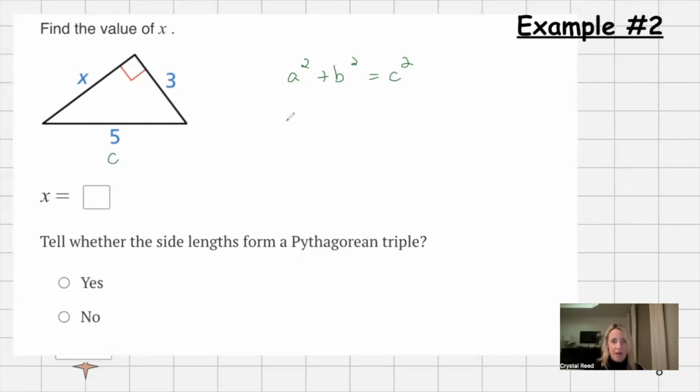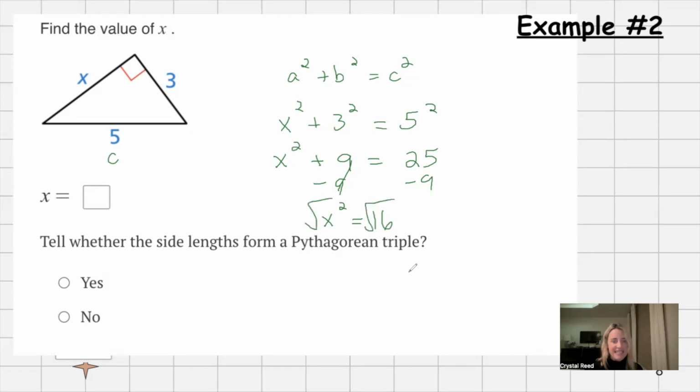The other 2 do not matter, so I'm going to plug them in as x squared plus 3 squared equals c squared. Whoops, not c. C was 5, equals 5 squared. So x squared is just x squared, 3 squared is 9, 5 squared is 25. This time we have to do a little more math. We're going to subtract the 9 from both sides. Then we get x squared equals 16. How do we solve for that? Well, we square root both sides.